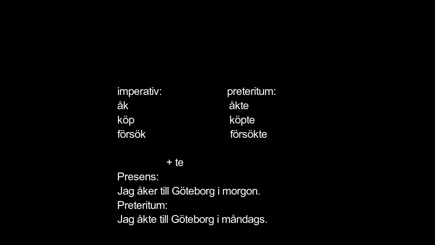Group 2B. Åk, åkte. Köp, köpte. Försök, försökte. This group also ends in a consonant, but here you add TE instead to find the preteritum form. Jag åker till Göteborg imorgon. Jag åkte till Göteborg i måndags.